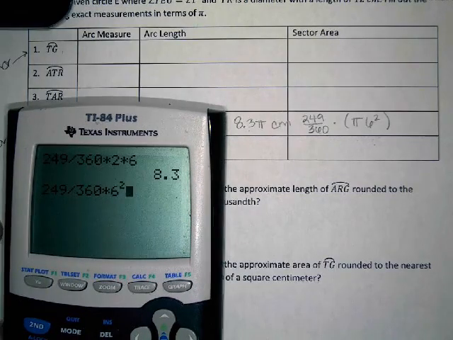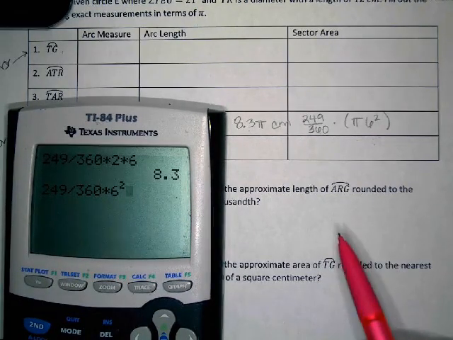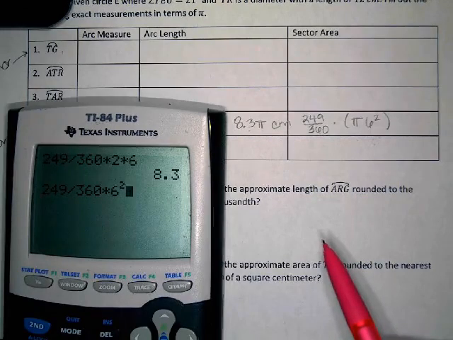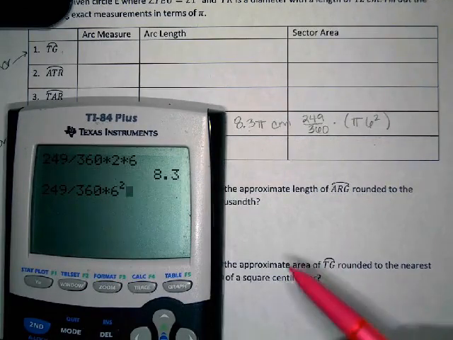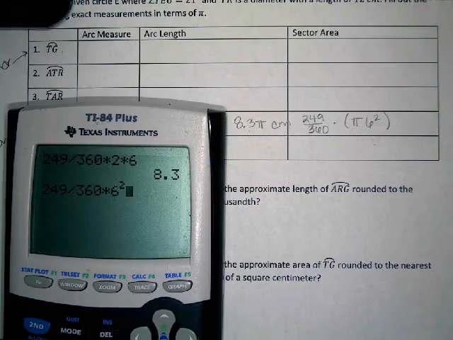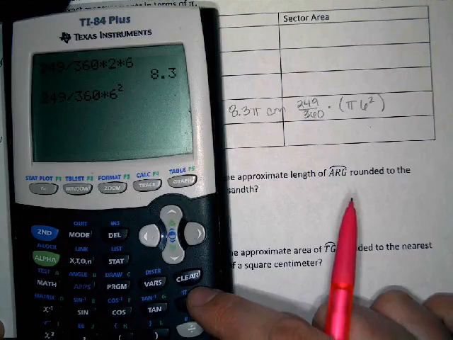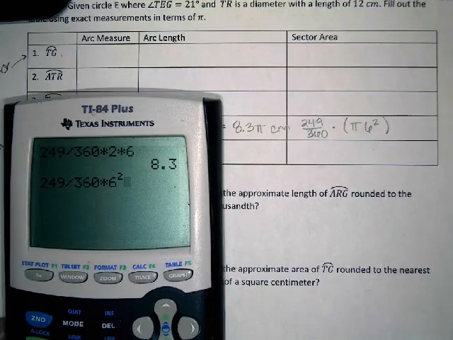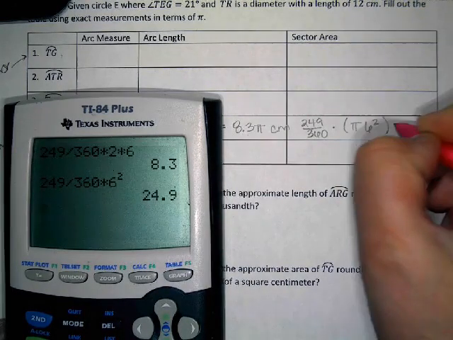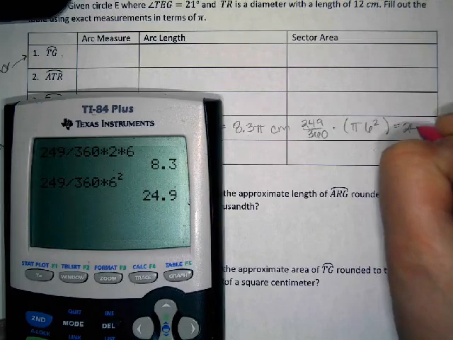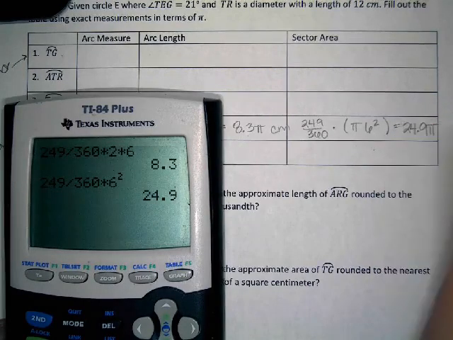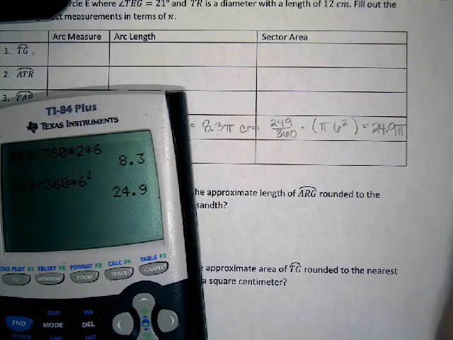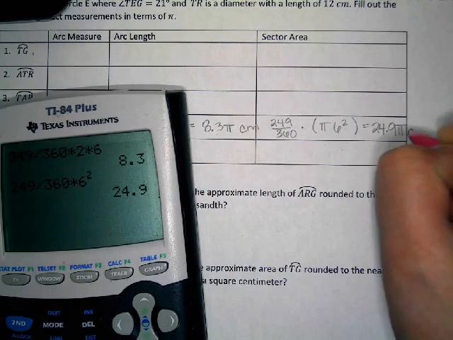If the instructions told you that you could round the answer, write a decimal answer, then you would type the pi in, and you would just write a decimal answer for the whole problem. There's a pi symbol in the calculator. So what do we get for this? 24.9. So this would be 24.9 pi. And what are the units for this one? Centimeters squared. Okay.